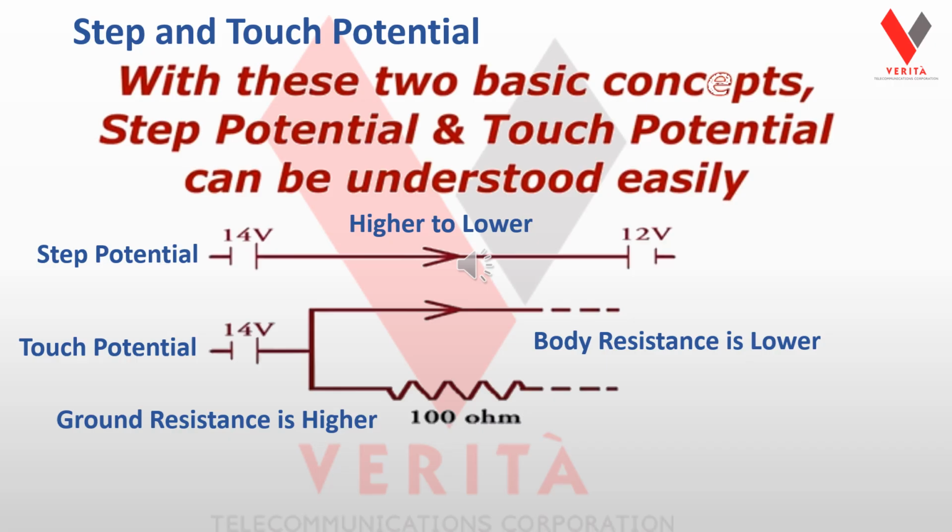Same thing with touch potential. In this case, something's already energized. We come up and touch it. Again, we become an alternate path for that current to dissipate to ground. So be careful.